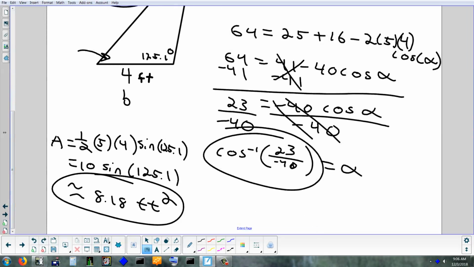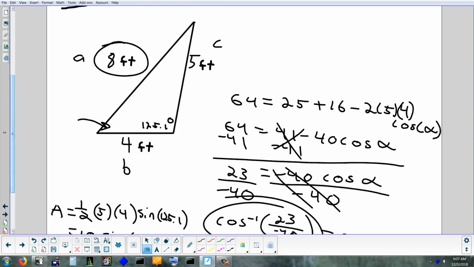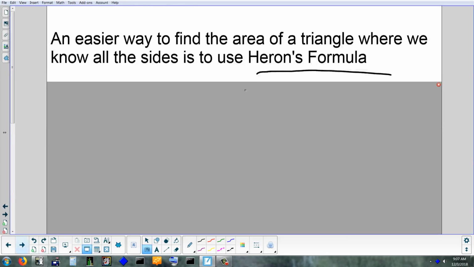Okay. Any questions on that one? All right, so when they give you side, side, side, you can still use this formula, and it works fine, and that is the correct answer. But there's an easier way. When you have all three sides, there's a way that's faster than what we just did. So I'm going to show you what I think is a better way.